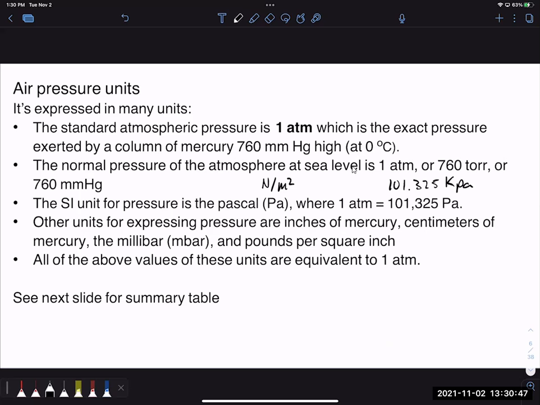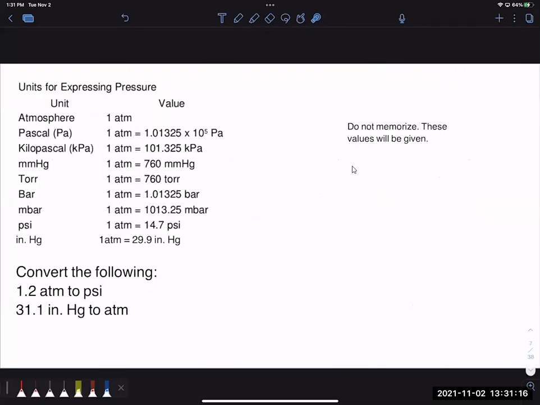You can also use inches of mercury, centimeters of mercury, or millibar, or pounds per square inch, like we talked about with car tires. It says all of the above values of these units are equivalent to 1 atmosphere, at least for the ones that are given, right? So these are 1 atmosphere. This is 1 atmosphere. I would bet your book has a table like this, where it's going to show you, right? So Pascal, and this is in scientific notation, but kilopascal, all of these things are 1 atmosphere.